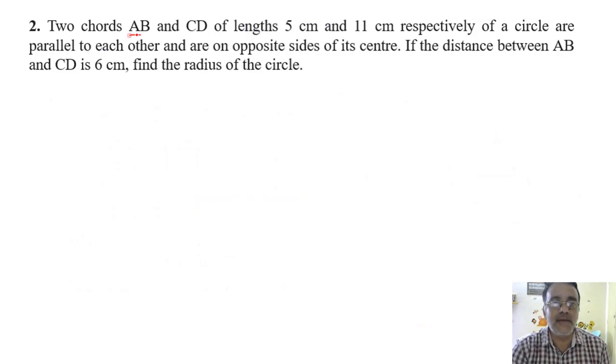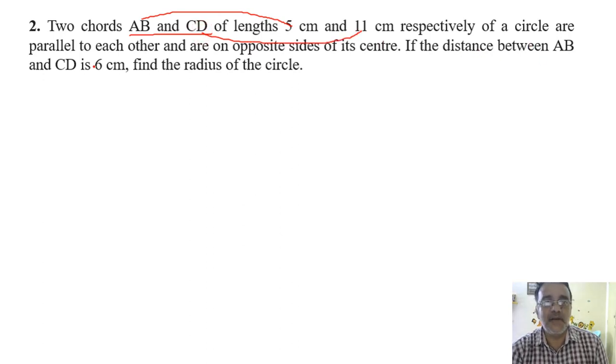Two chords AB and CD of length 5 centimeter and 11 centimeter respectively. That means AB is 5 centimeter and CD is 11 centimeter, of a circle, are parallel to each other and on opposite sides of its center. If the distance between AB and CD, the perpendicular distance, is 6 centimeter, find the radius of the circle.